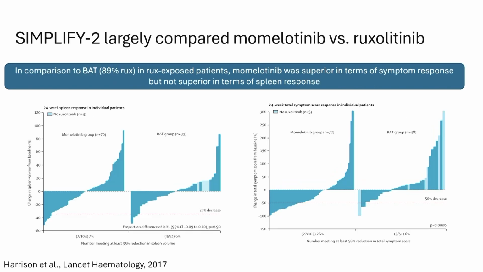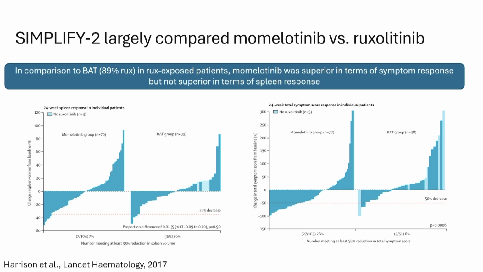So then Simplify-2, again, largely compared Rux to momelotinib, but it took patients that had already been on ruxolitinib. So you had patients that had been on ruxolitinib that largely had some degree of anemia, and it said, hey, we're going to switch half of you to momelotinib, and the other half we're going to keep you on quote-unquote best available therapy, which 89% of those folks stayed on ruxolitinib. And what we saw there is that really the spleen stayed about the same. So if you switch someone from one JAK inhibitor directly to another, you didn't see a lot of change there. And then from a symptom standpoint, it seemed like the group who switched to momelotinib felt better.